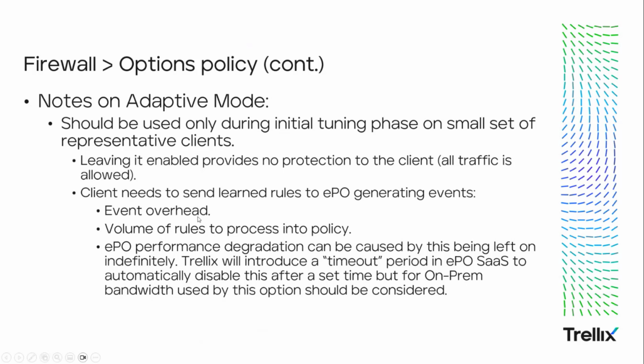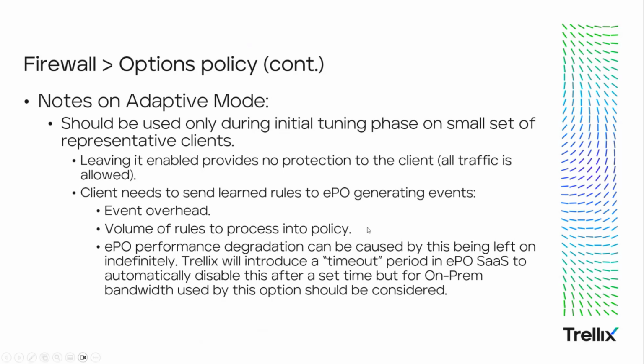And with all of that, in particular the event overhead, this can result in EPO performance degradation being caused by this being left on indefinitely and on too many machines. Just to call it out, this is something that has impacted our EPO SaaS platform, where whether intentional or not is unknown, some sets of machines have been left in adaptive mode for extended periods of time, and the events build up in the tenant's database and lead to a general degradation in performance. And because it's a tenant-based cloud system, this can not only impact you within your organization, but other customers as well, sharing the same infrastructure.